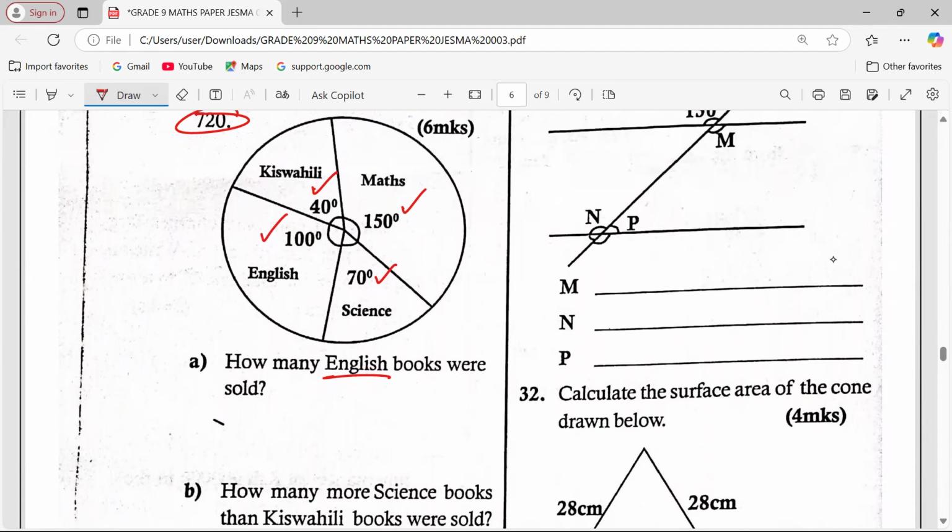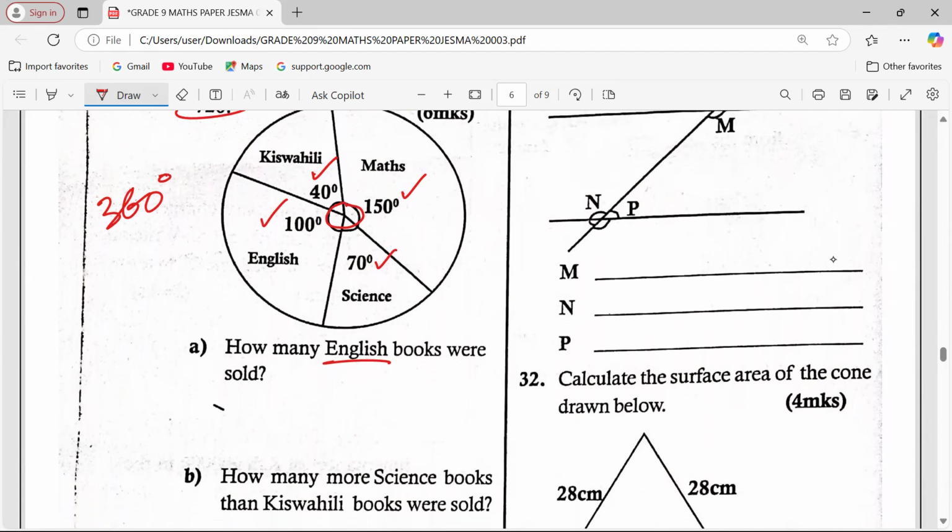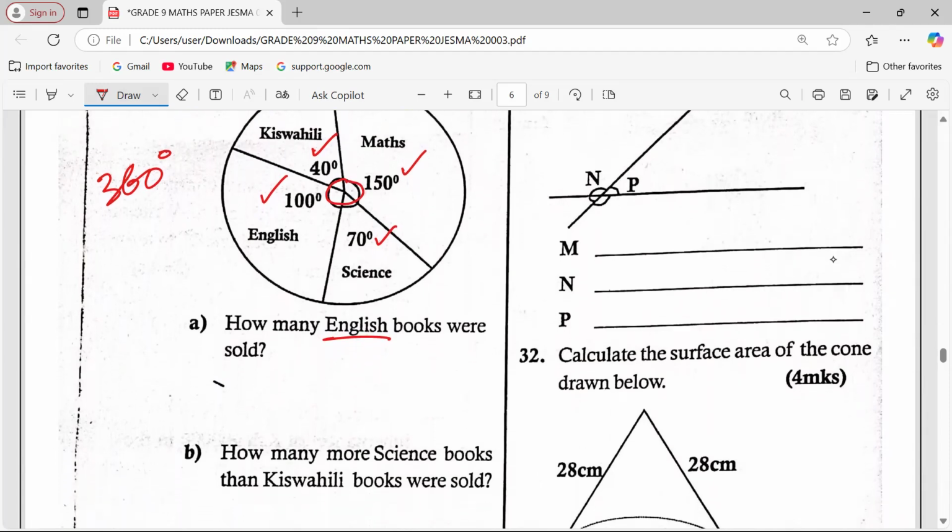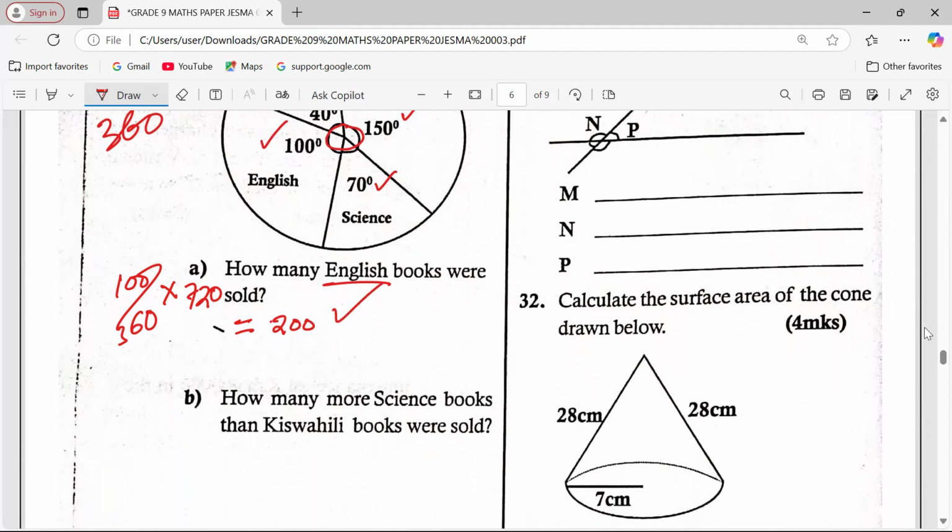So the total angles in a pie chart is usually 360, the angle at the center. Then 360 is now split into different proportions. So the proportion which represents English is just 100 out of 360 degrees. Then this should be multiplied by the total books, 720. So we get 200 English books that way.